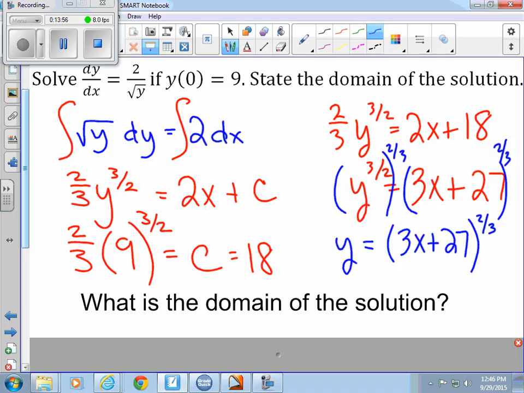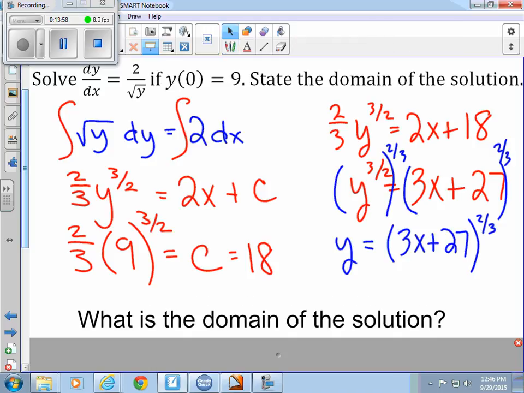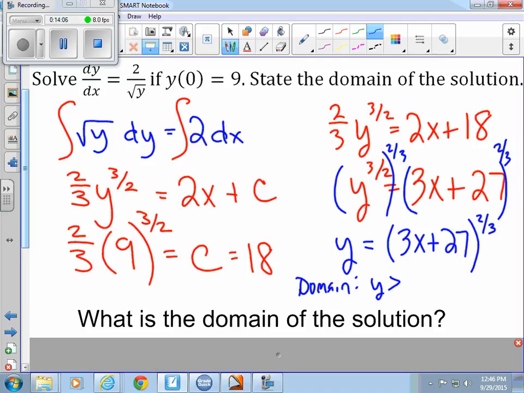So I need to solve that really quick. I have a lot of options, but I want to know, for the domain, when is that y value greater than 0? This thing: 3x plus 27 to the 2/3 power greater than 0.